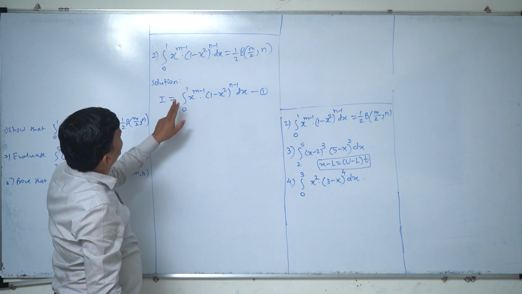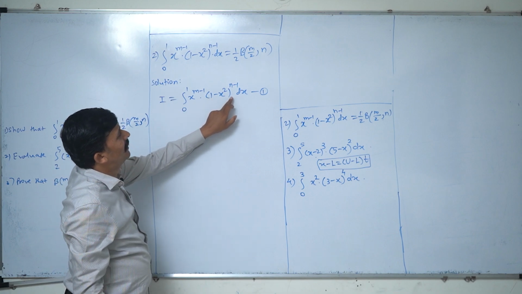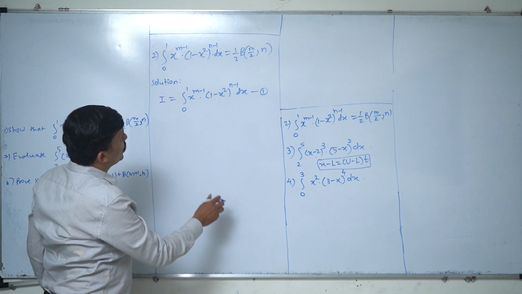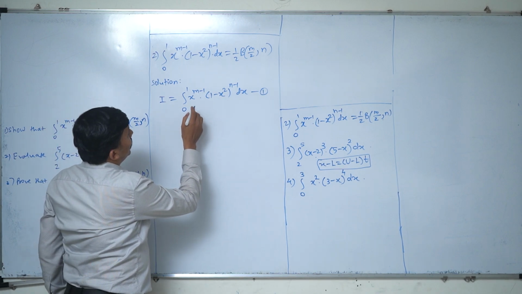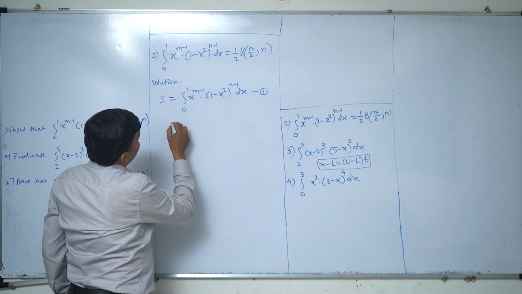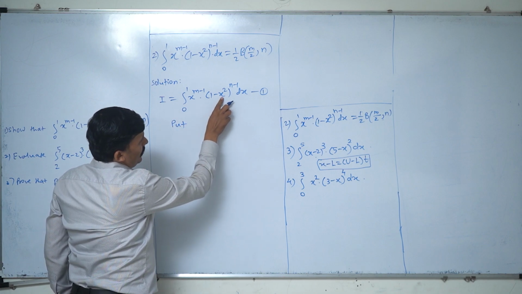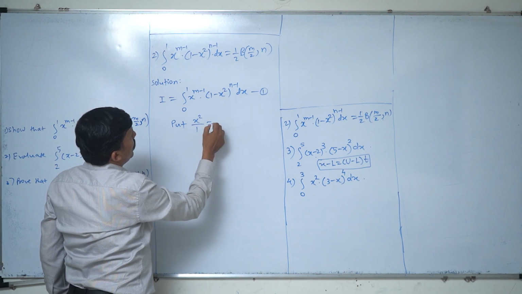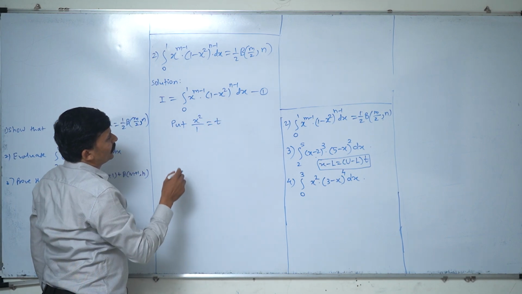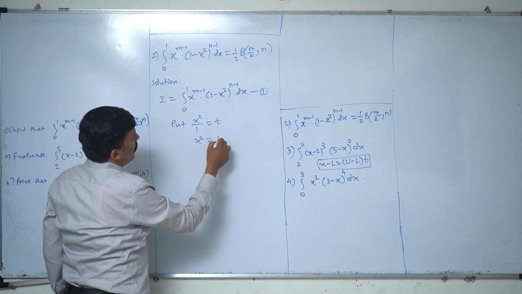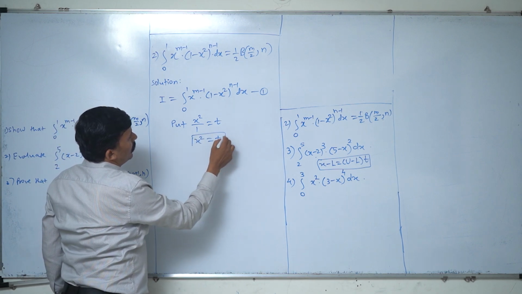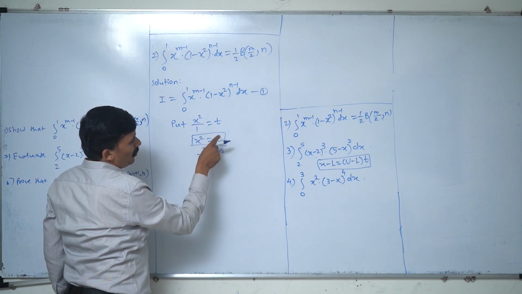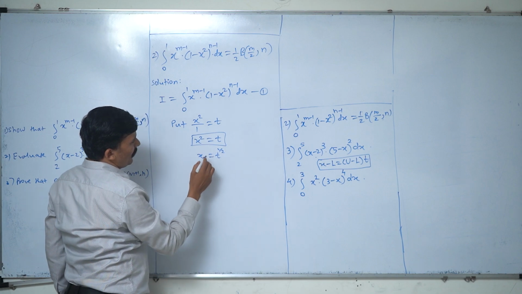Then again this integral contains a bracket and inside that bracket a subtraction of two terms, therefore you have to use beta function. Now in beta function, what is the substitution? Second term of bracket upon first term equals t. So x square upon 1 equals t. Therefore x square equals t, so x equals t raised to 1 by 2. If you shift this power to the right hand side, then you have to take the reciprocal.